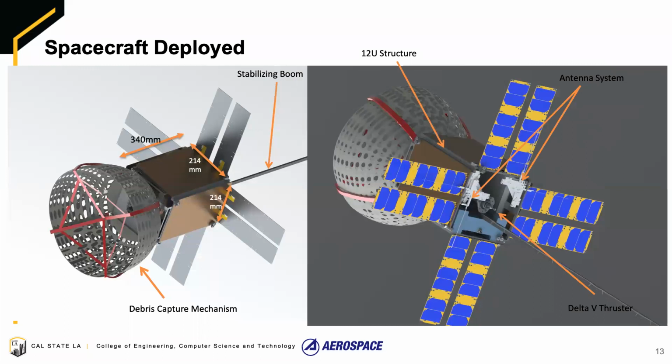So now that we understand the problem and our plan to solve it, let's take a look at our spacecraft. Here you can see our spacecraft deployed. Here's our deorbiter in its deployed form. On the left, you can see the size of our craft. We're about 340 millimeters long, 214 millimeters wide, and 214 millimeters tall as well. You can also see our mechanism for capturing debris on the left. Now on the right, you can see our antennas, our delta V thruster, and our solar panels, and some of the other components that we have on our craft.